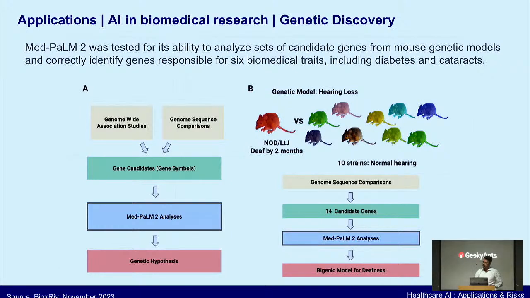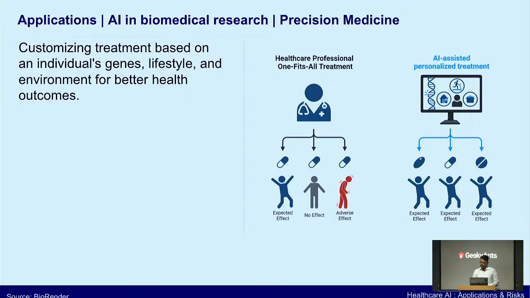Another application is genetic discovery. It has used the large language model MedPalm 2 to identify the genes that cause diabetes or cataracts, in this example. One of the interesting things we can see is a pattern: you can take these large models and modify them based on your needs or whatever application you want to make. Another example is precision medicine, where based on a patient or an individual, you can modify the treatment.